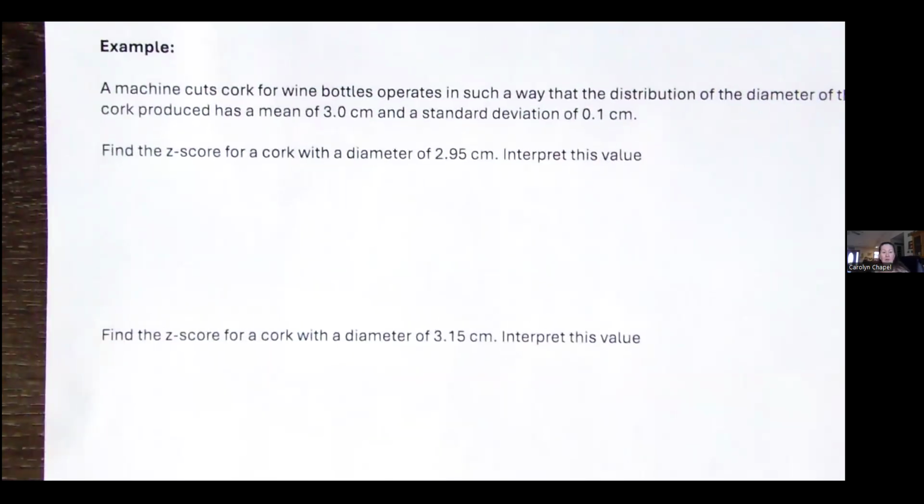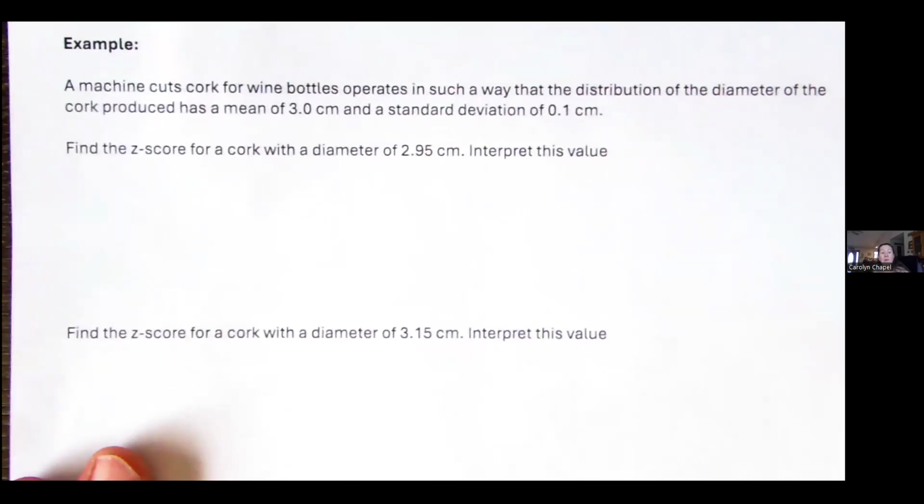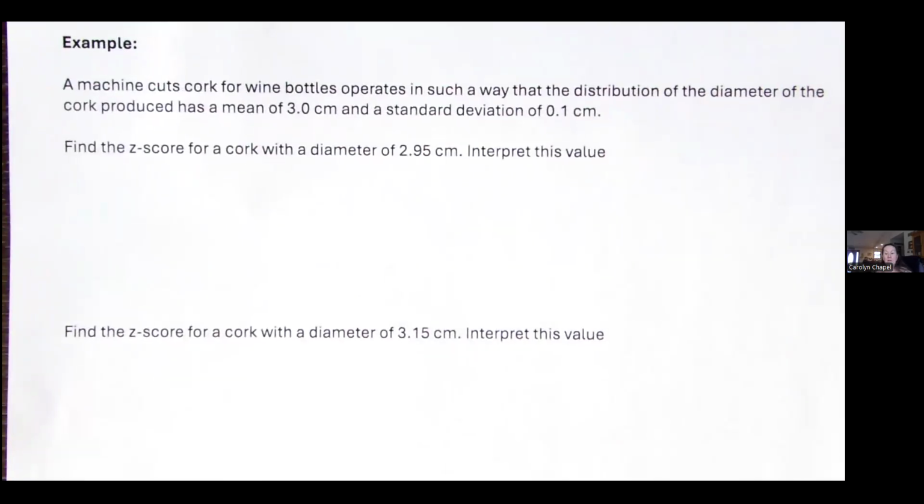Okay, and I just have 2 here for us. So we have a machine that cuts cork for wine bottles, and it operates in such a way that the diameter of the cork produced has a mean of 3 centimeters and a standard deviation of 0.1. We're going to find a z-score for the cork with a diameter of 2.95, and then we want to interpret this value.